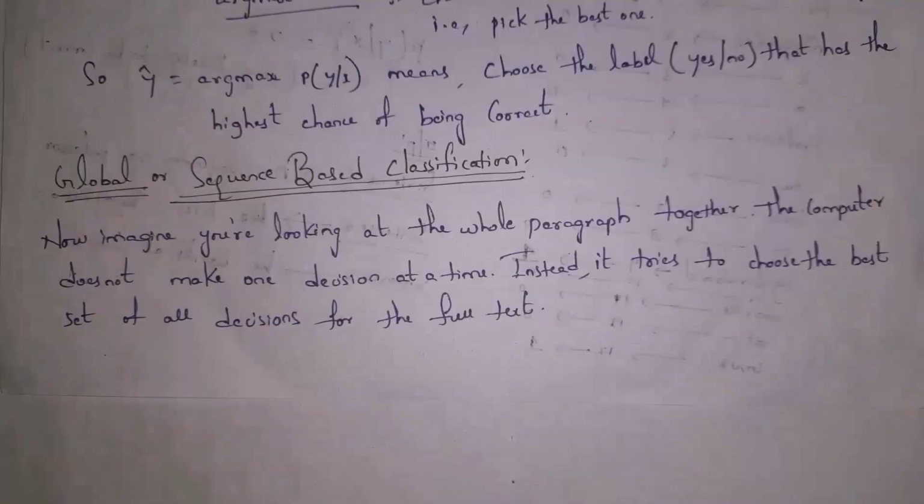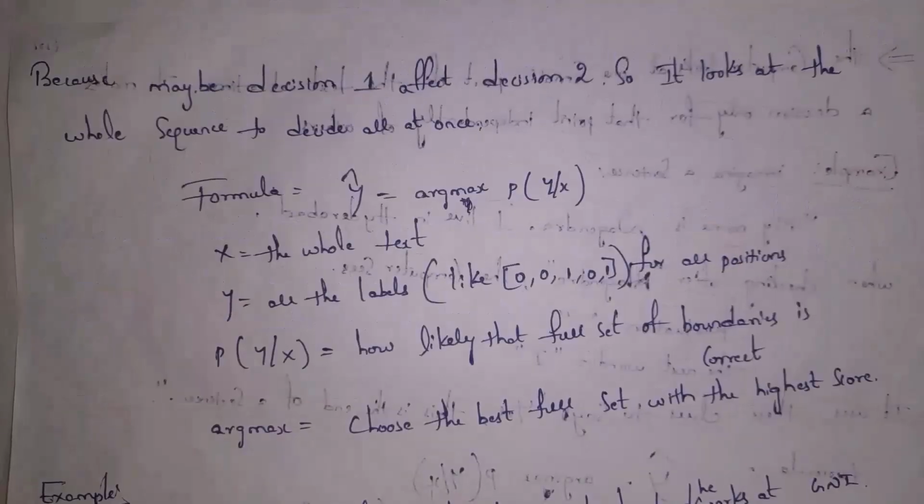Next I will explain what is global or sequence based classification. As in the local classification model, we look at each part of the text at a time. But whereas in the global classification model, we look at the complete paragraph at a time. So in the global classification model, we look at the whole paragraph. Only after reading the complete paragraph, the NLP model will take a decision. That is, we need to place boundaries. Thus in the global classification model, decision 1 may affect decision 2. So the complete decision is taken at once, only after reading the complete paragraph.